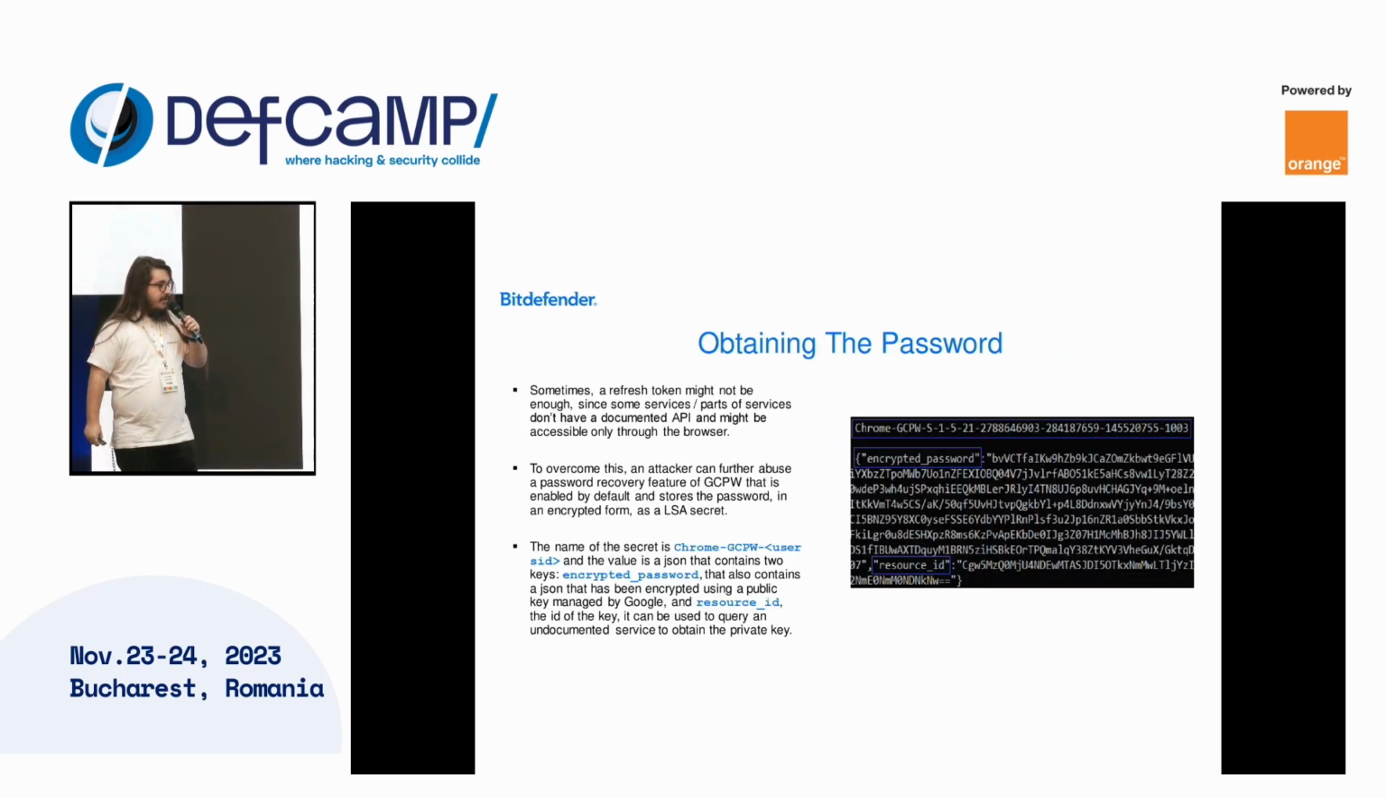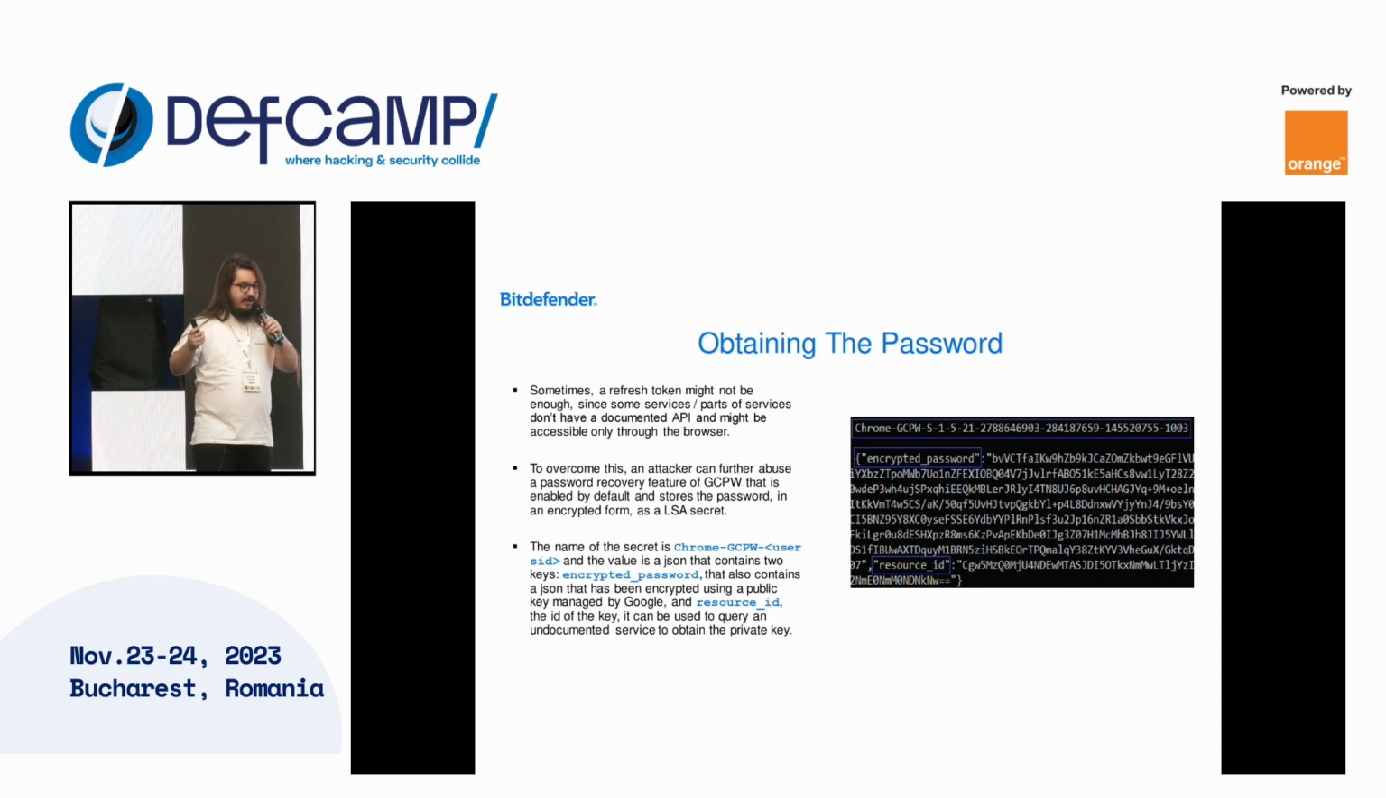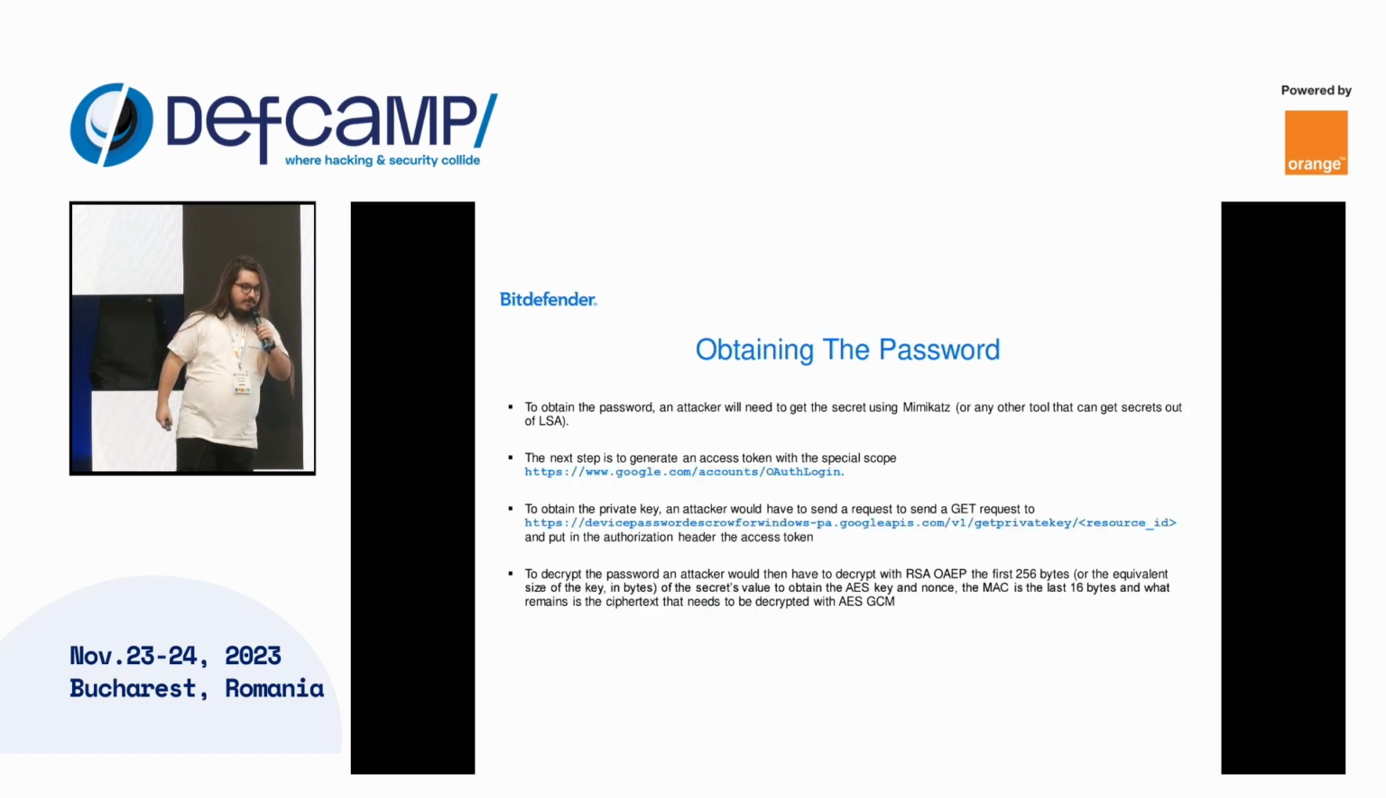Okay, so let's see how an attacker could obtain the password. After dumping the local security authority secrets, an attacker would find a JSON that looks like this, which has a field called encrypted password and the resource ID. Okay, so if they generate an access token using that auth login privilege, they can then just do a GET request to this undocumented API and ask for the decryption key for that password. It's that easy.